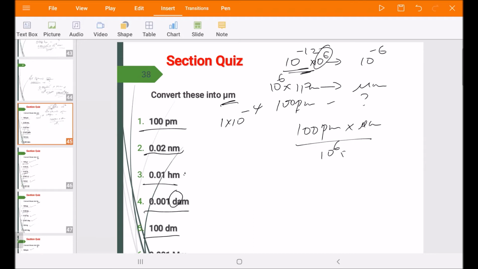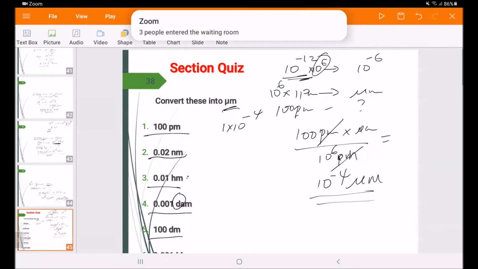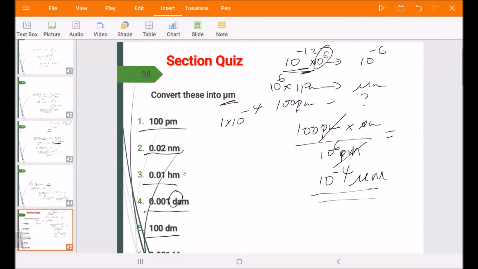1, minus 4 micro. Excellent. This is hard. Next question. One over 10 to the power of 4. I think time is up.